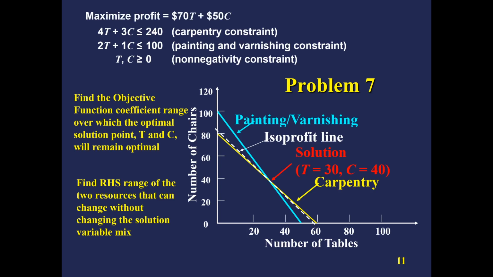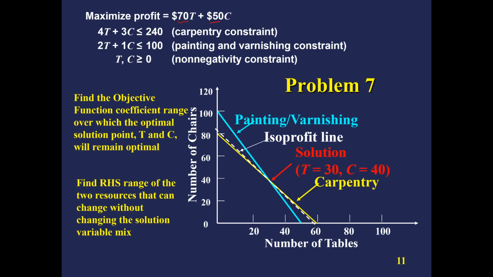All right, the next problem is about sensitivity analysis. We have a company which is making tables and chairs, and it has two constraints, carpentry and painting and varnishing. The table is bringing $70 profit and the chair is bringing $50 profit. We already have the solution for that.